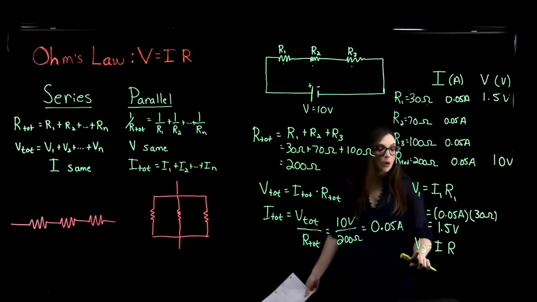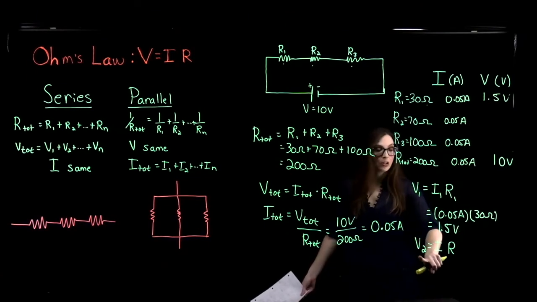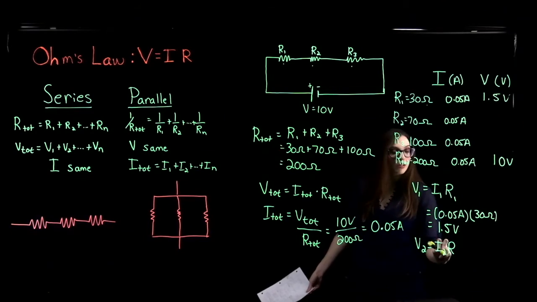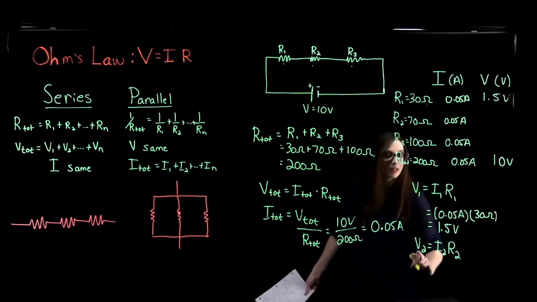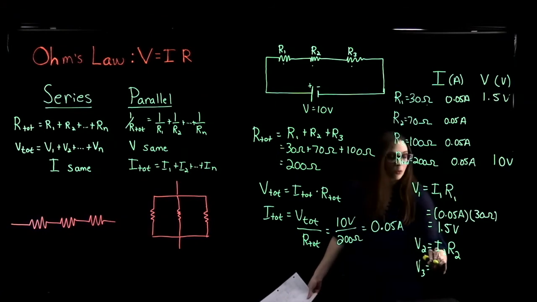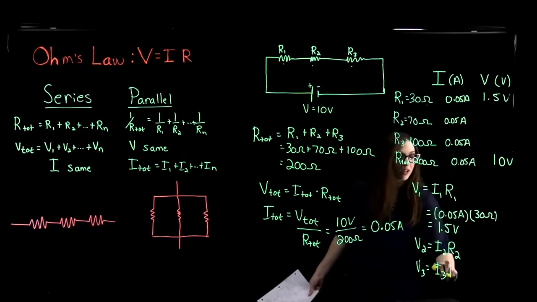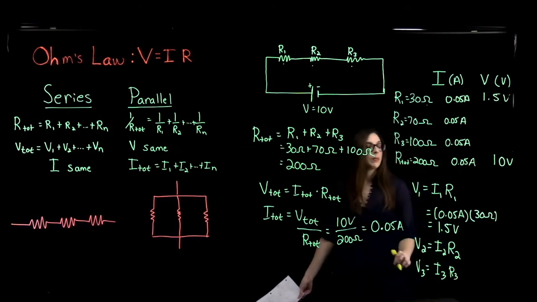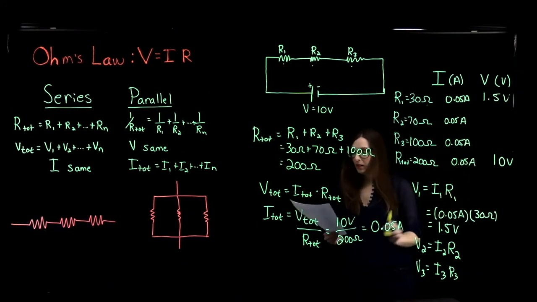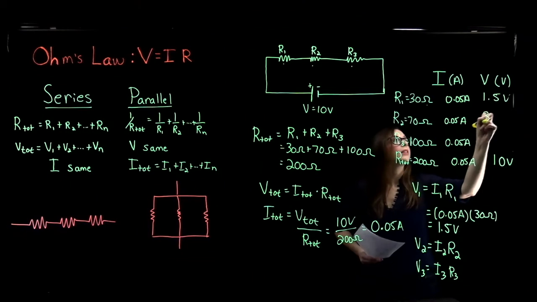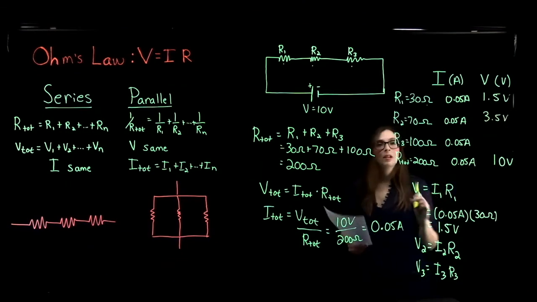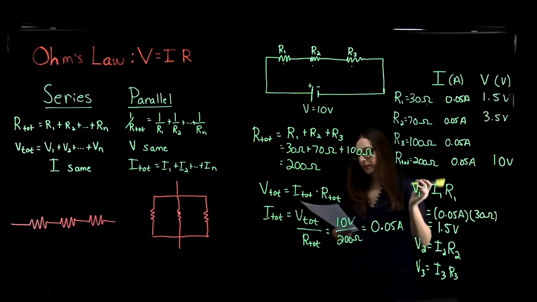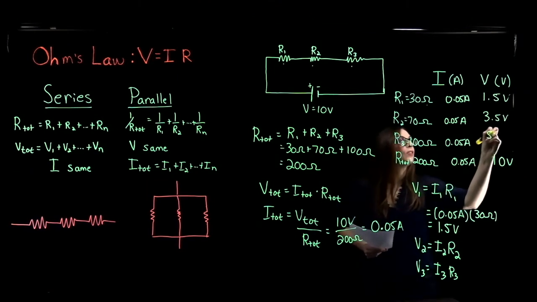You then do the same thing for each individual resistor in series to get the potential across it. So the potential across resistor 2 will equal the current through resistor 2 times its resistance, and the potential across resistor 3 is going to be the current through resistor 3 times its resistance. So for V2, we get that the potential across it is 3.5 volts. For the third resistor, we get the potential across it is 5 volts.